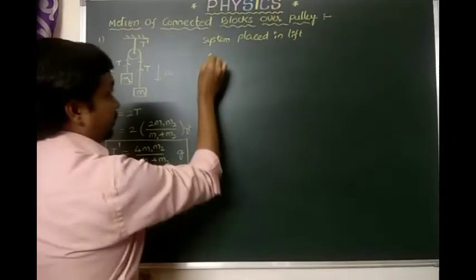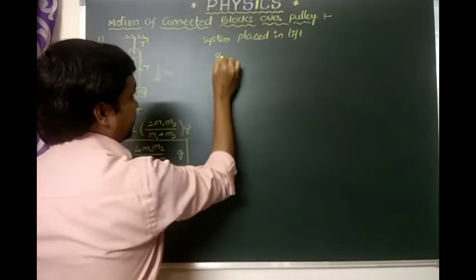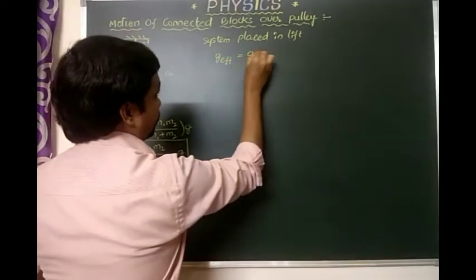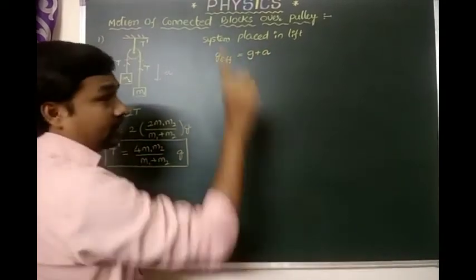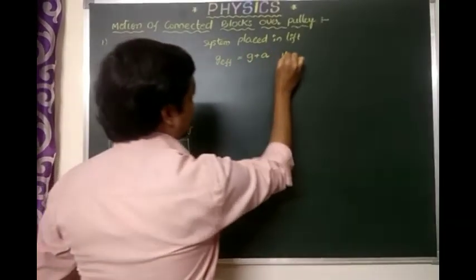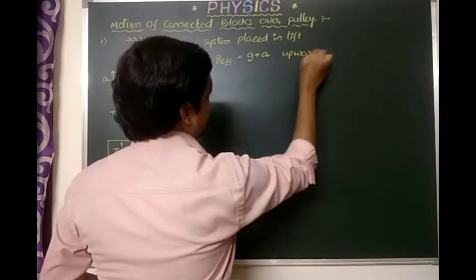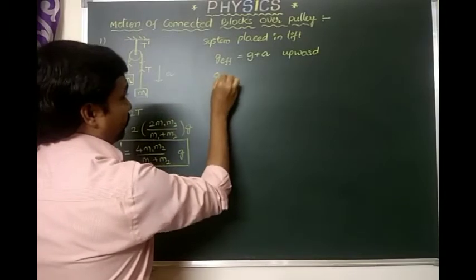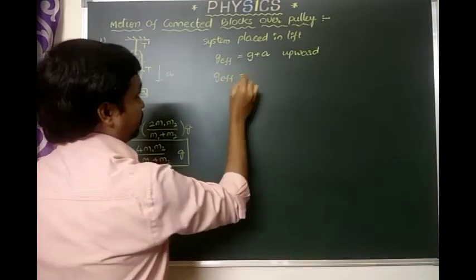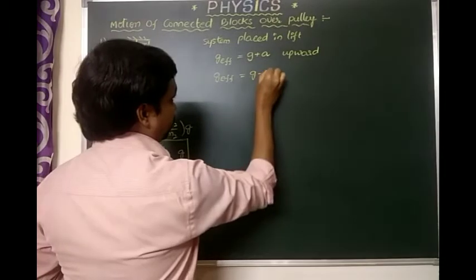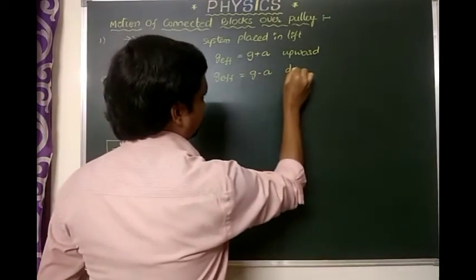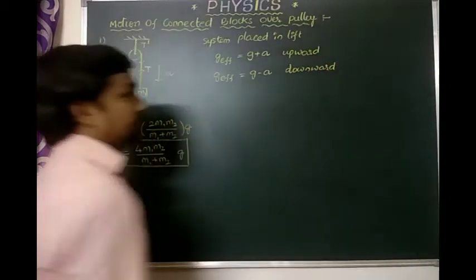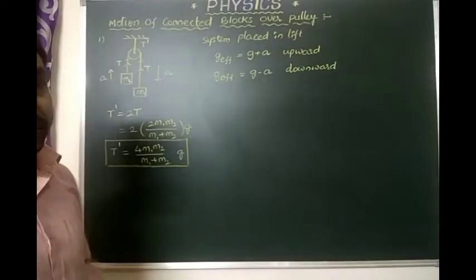When it is placed in the lift, what happens? The acceleration due to gravity, g, becomes g plus a when it is moving in the upward direction. And when the lift is moving in the downward direction, g effective becomes g minus a. So the acceleration and tensions will differ.